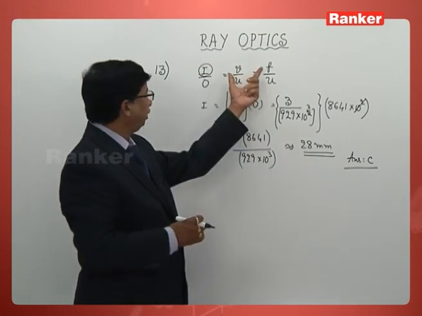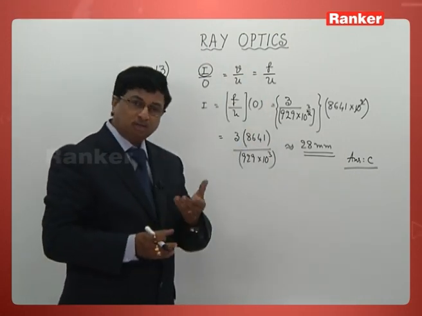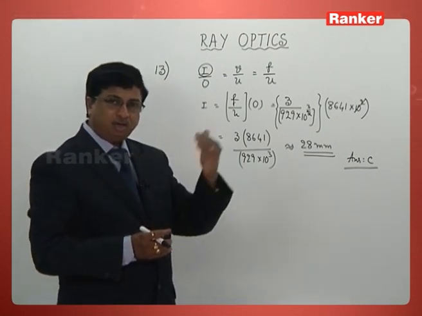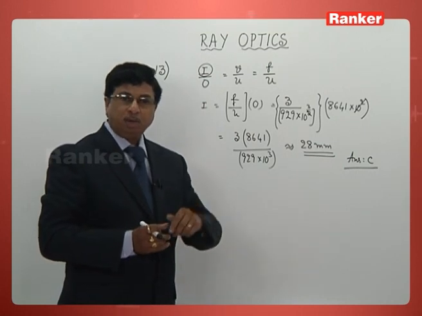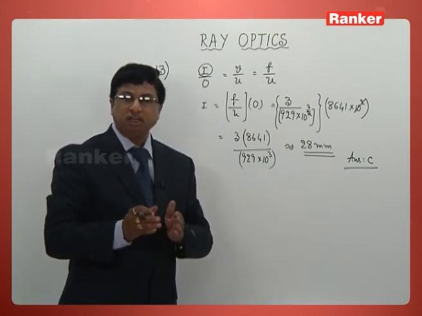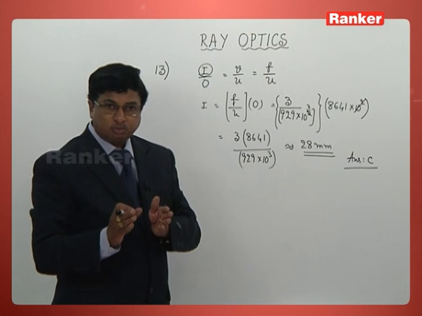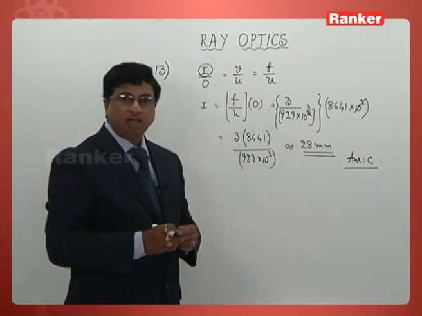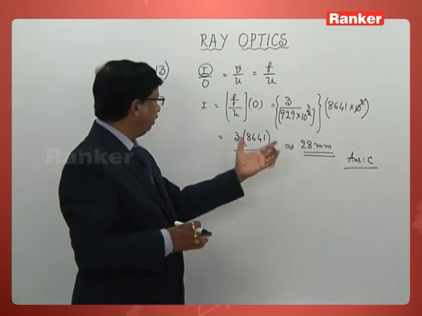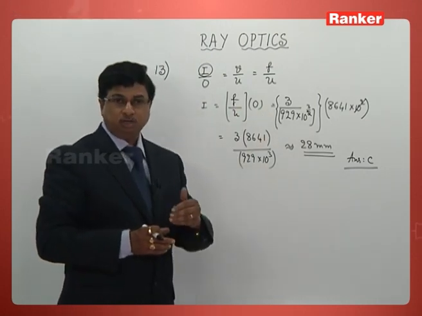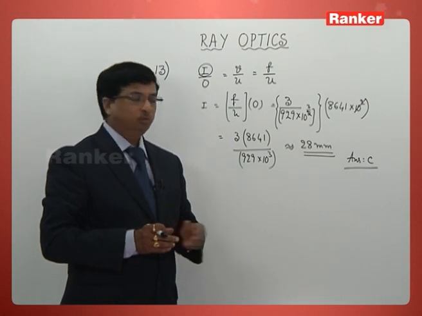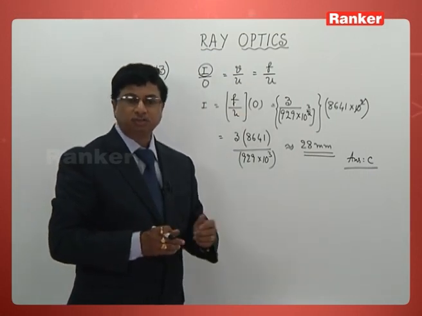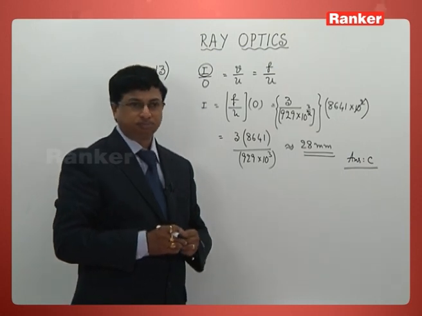Why are we taking V and F equal? That also you can easily identify. When the object is at a larger distance, then automatically the image distance will be very close to the focal length of the mirror. Therefore, V can be written as F. So this is the way we have to follow to get the result for this problem number 13.